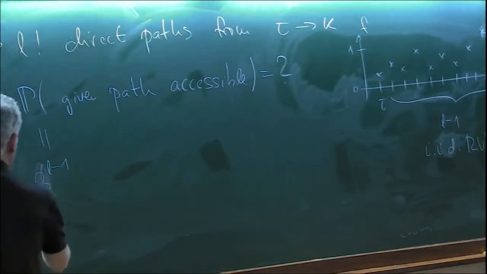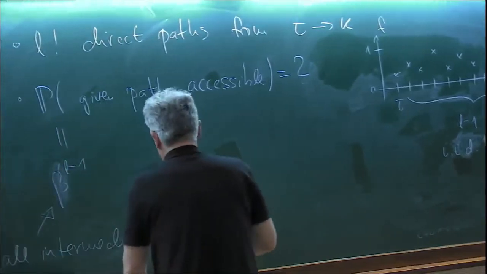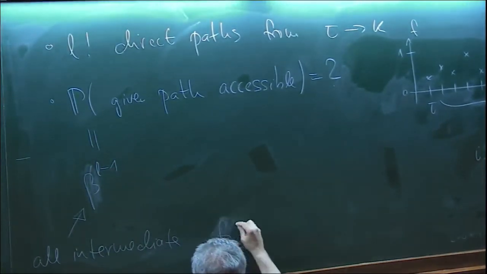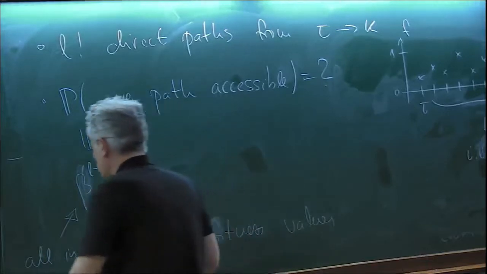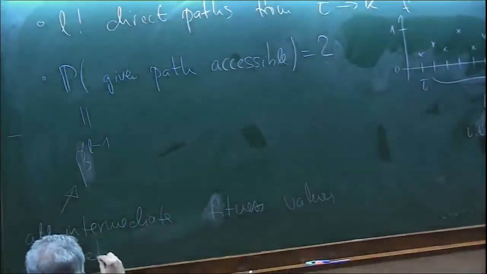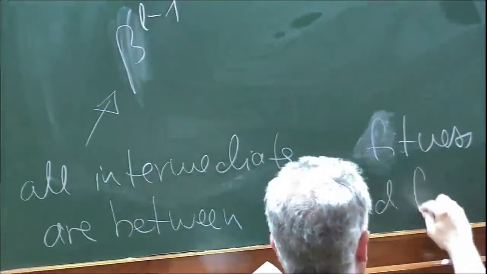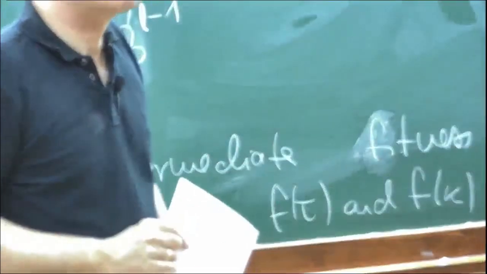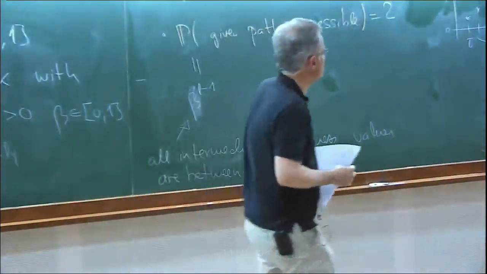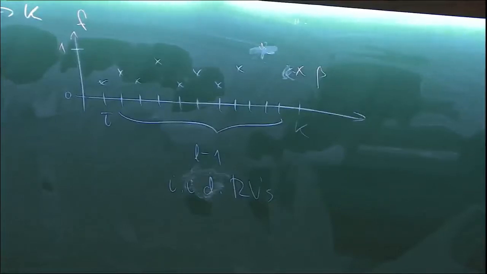So this is the probability that all intermediate fitness values are between f of tau and f of kappa. I can pick L minus one values that have that property, but in addition, obviously this is also not good: even if this one wasn't here, it wouldn't be good because they are not increasing. So in addition, they have to be monotonically increasing.